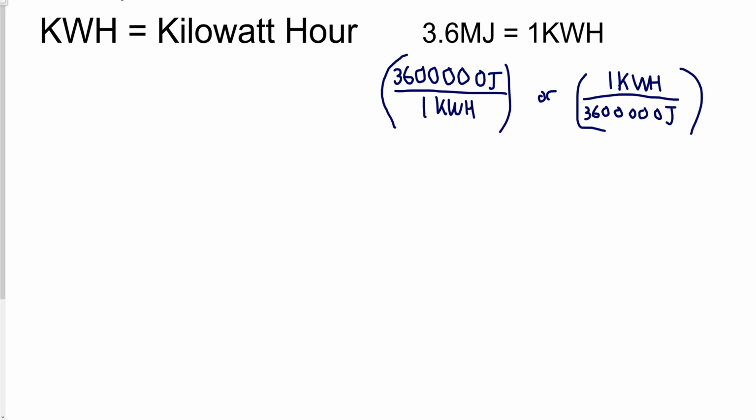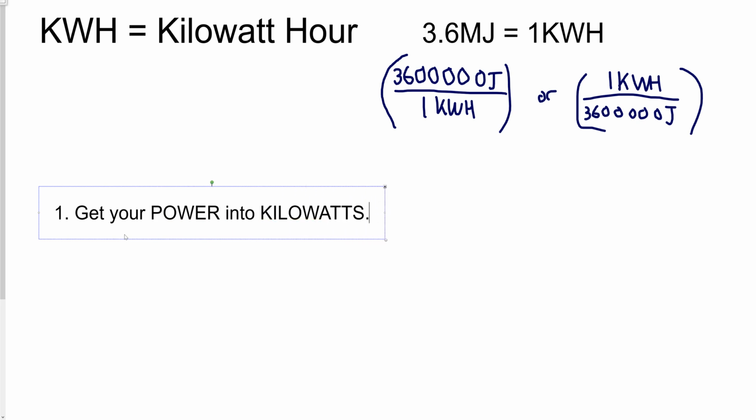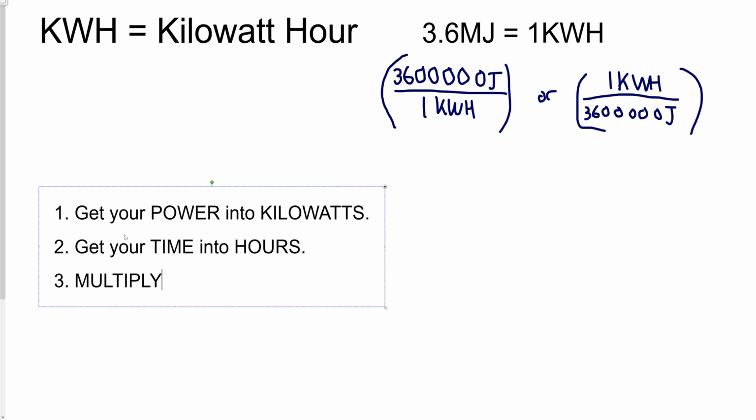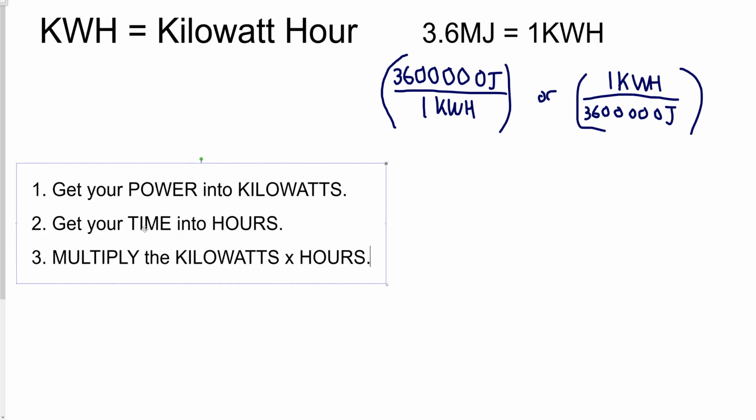But the one you're going to have to do a little bit of work with is very simple. There you go. So you get your power into kilowatts, you get your time into hours, then you multiply them together. So simplest kind of example question.